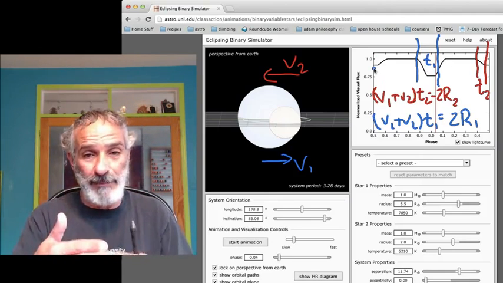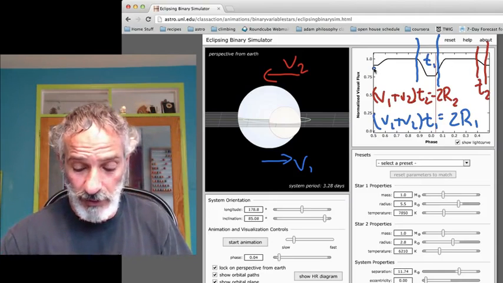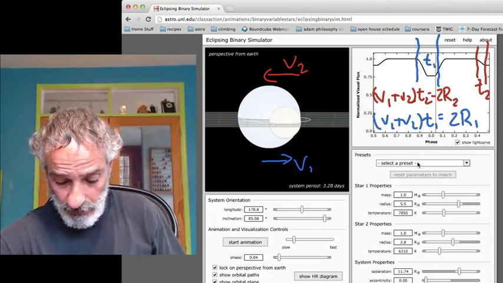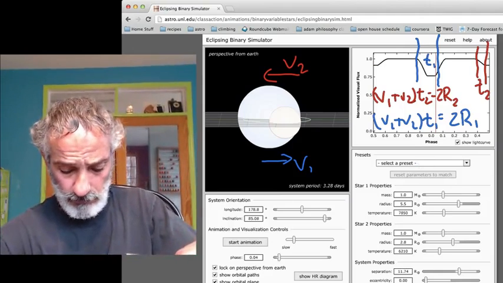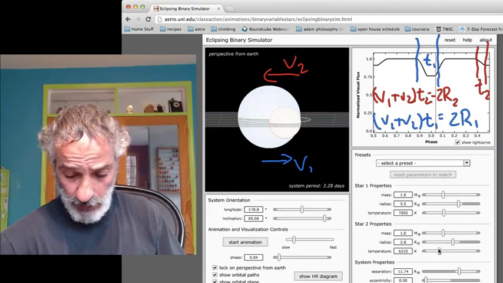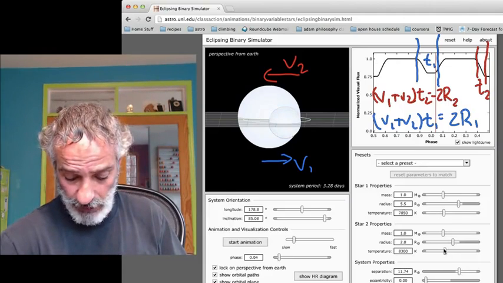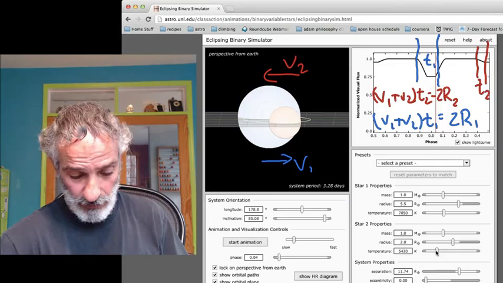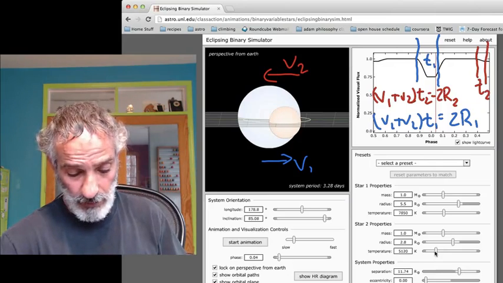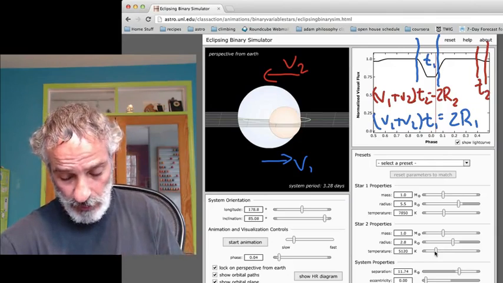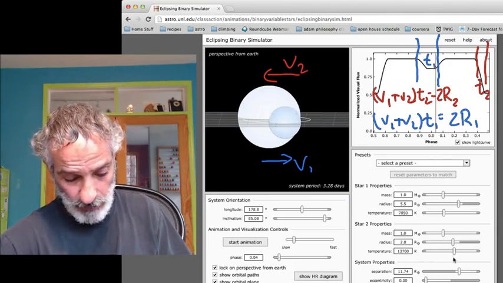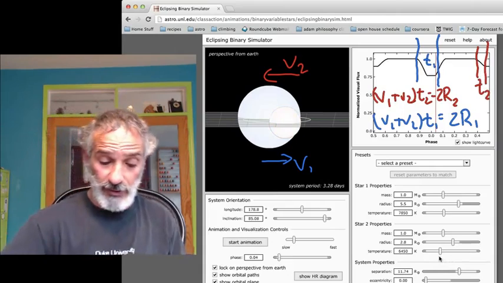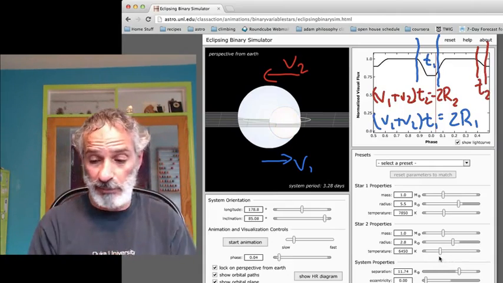The ratio of the depths of the two dips tells me about the ratio of the temperatures of the two stars to the fourth, and you can see that as I adjust the relative temperatures, the relative depth of the two dips will change. When I set the temperatures equal, the dips are equal in depth. As long as the smaller star is cooler, the dip when it is obscured is less deep, and if I make the smaller star hotter, then the arrangement is reversed. So we can read lots of things off of this figure. I hope you'll play with the simulator.